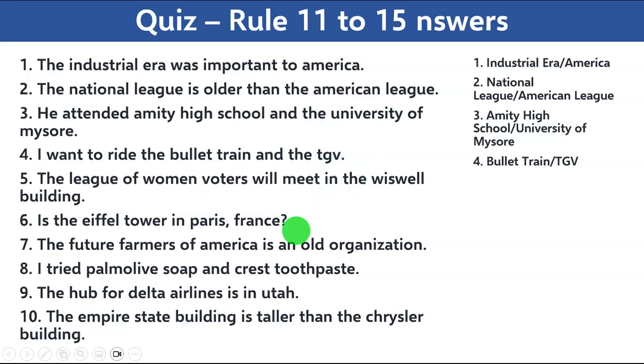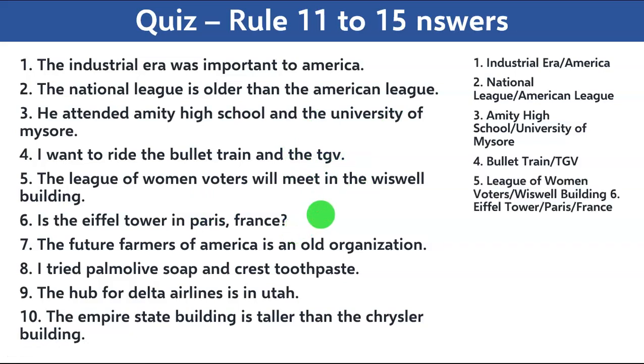Number 5, the League of Women Voters will meet in the Wiswell building. League of Women Voters, Wiswell building, right? And number 6, sorry for the little bit of formatting out here, but number 6 will be Eiffel Tower, Paris and France. Number 7, Future Farmers of America, right? The "of" will not be capitalized, you know why, and America will be capitalized. Number 8, Palmolive and Crest will be capitalized, right? We covered this in the rules.